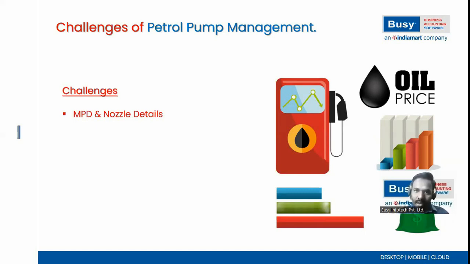And the fuel comes from that tank to the dispensary machines, MPD, which means multi-product dispenser. Maybe you know what dispensary machines are. It is something like one box, and sometimes a petrol bunk has 3 to 4 dispensary machines. In one dispensary machine there will be 2 nozzles, sometimes 4 nozzles. Nozzles are what the oil actually comes out of.